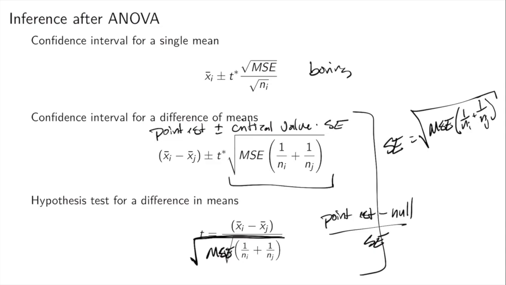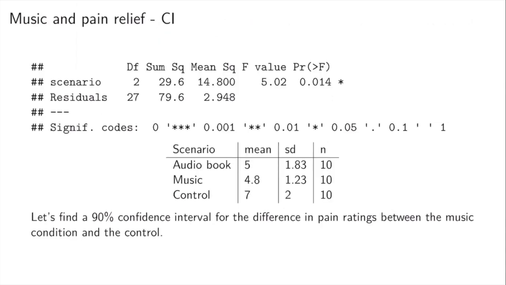I would like to do a confidence interval for a difference in means and a hypothesis test for a difference in means for the pain relief data. If we have time, we might go and do the one for the cuckoo birds as well. But let's start with the pain relief data.